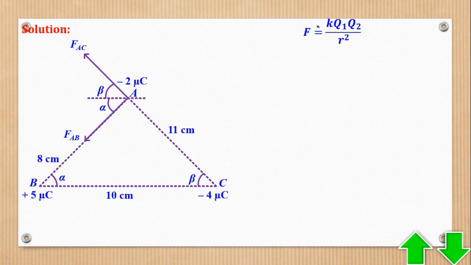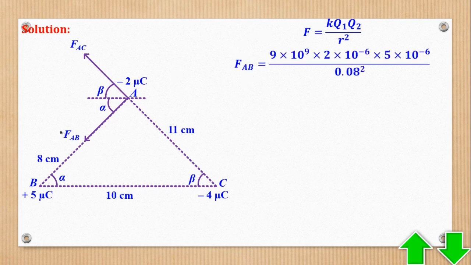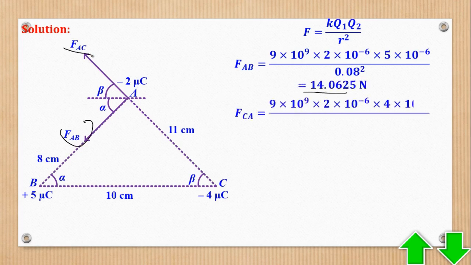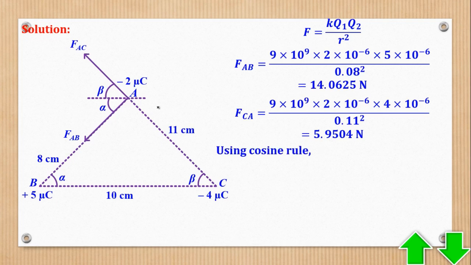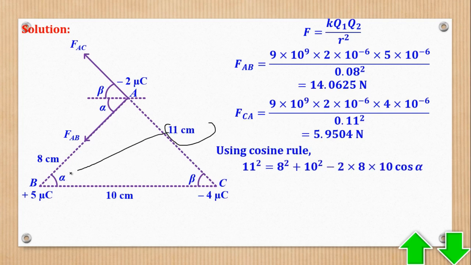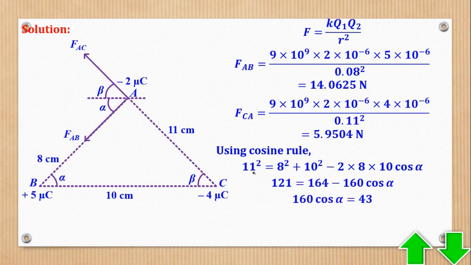So F is given by that formula. Come and substitute for FAB, this one, to give you this. Then also substitute for FAC to give you this. Then from there we can now think of the angles before we resolve. So using cosine rule, 11, this one corresponds to this angle. That is why you see it here. So when I simplify further, make cos alpha the subject, and the angle will be this to 2 decimal places. So now that I've got the angle, I can now resolve.